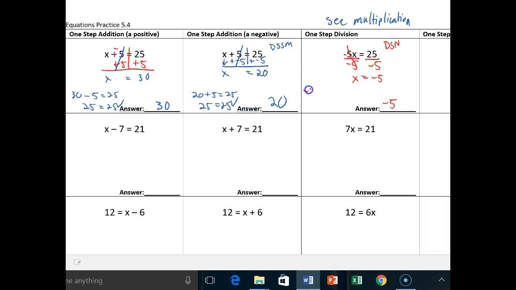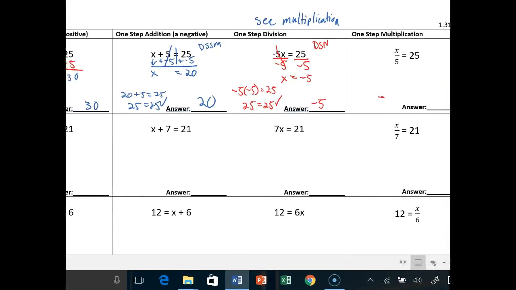You can check by saying, okay, is negative 5 times negative 5 equal to positive 25? Well, negative times negative is positive, so 25 equals 25. We know we have the right answer. I'd pause and do that entire column if I were you.